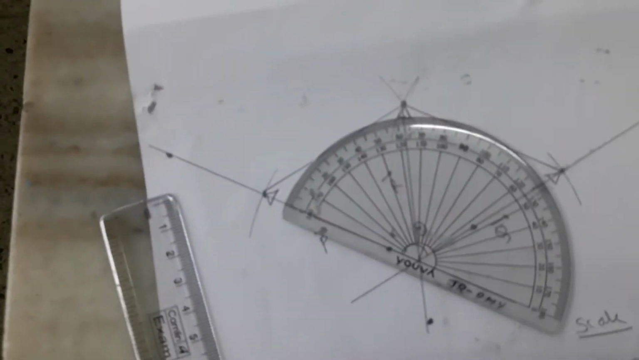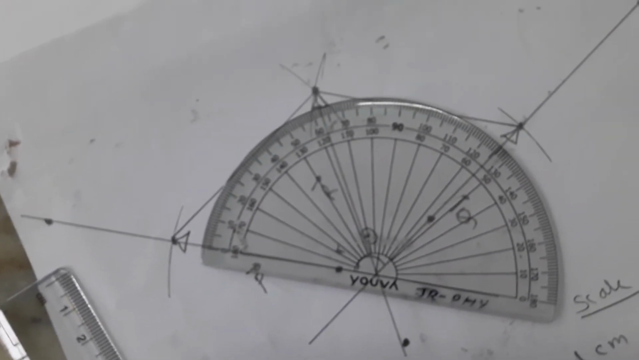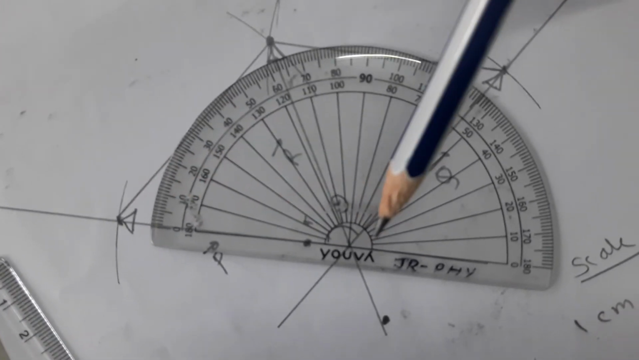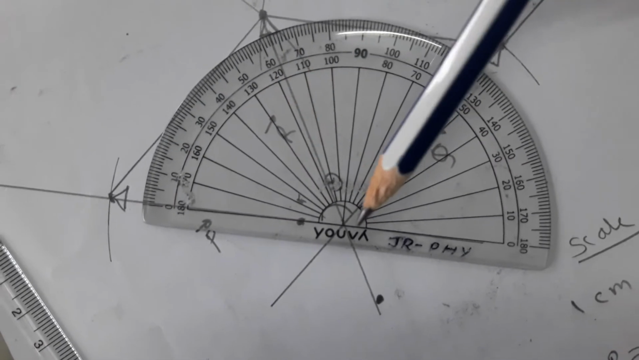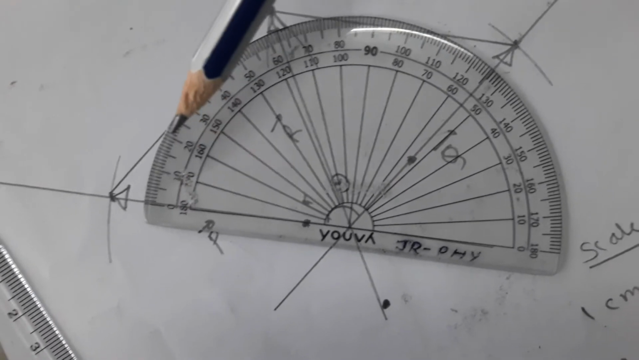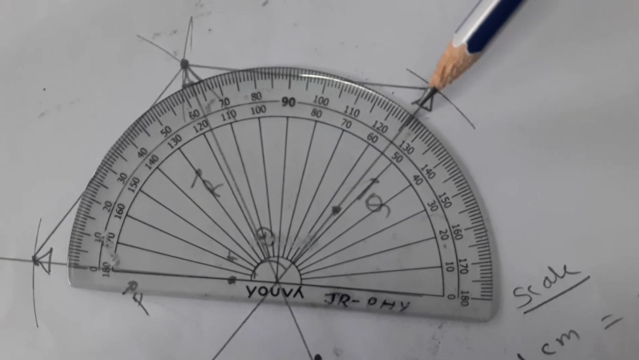To measure the angle between P and Q, we kept this as a rounder, protector. We kept this on P, this as Q. So we have to find this angle. Exactly as we placed here, if you see from here it is 0, 10, 20. The angle which we are getting is approximately 125.